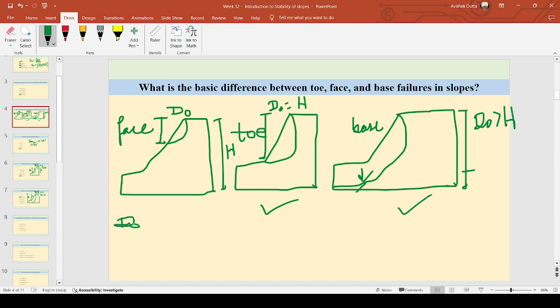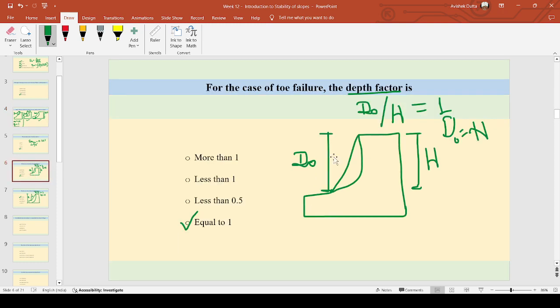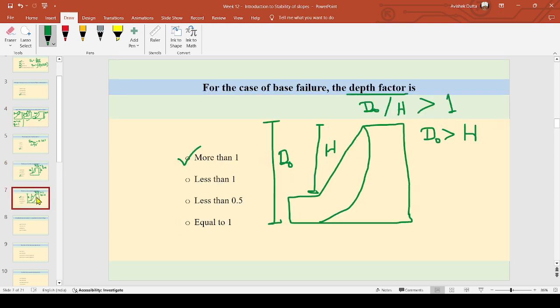Here d0 will be less than h in the case of face failure. So I'll write d0 divided by h will be less than 1, since d0 is less than h. So in the case of face failure, the depth factor will be less than 1. In the case of toe failure, the depth factor will be equal to 1. And in the case of base failure, the depth factor will be more than 1.